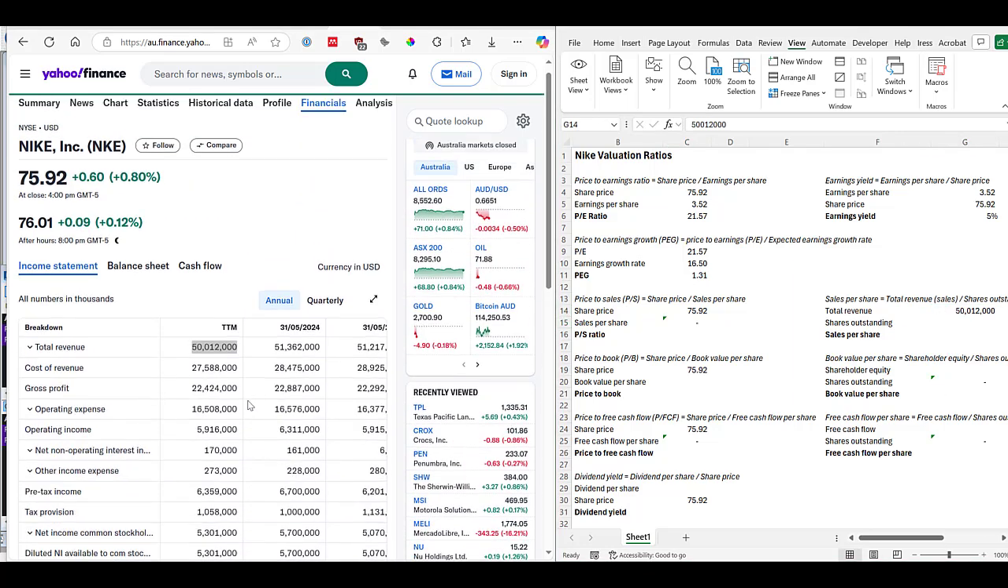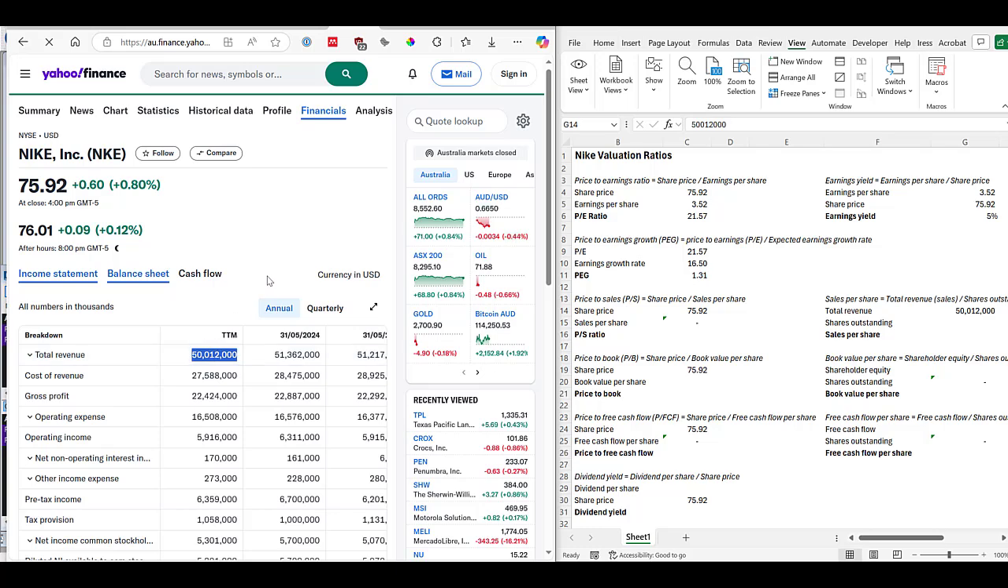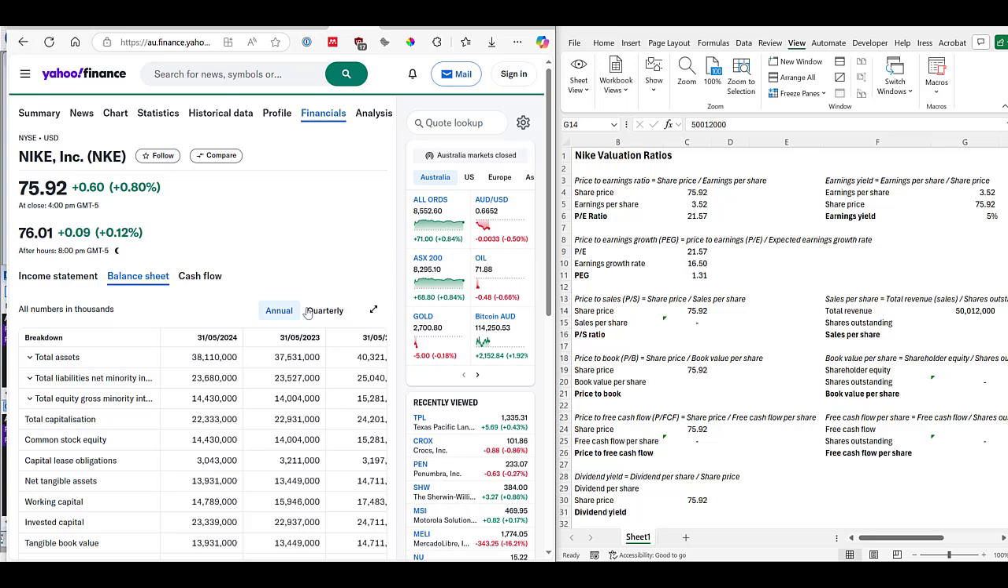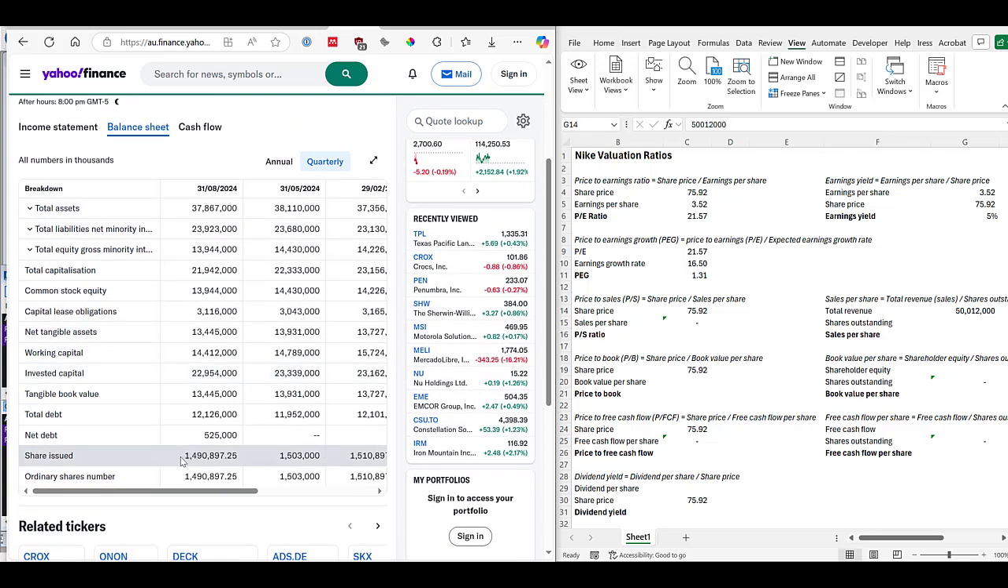Shares outstanding can be found on the balance sheet. By default, Yahoo will show you the annual numbers, but I want the most recent numbers. I can get that by clicking Quarterly. The most recent shares outstanding is 1.49 billion.